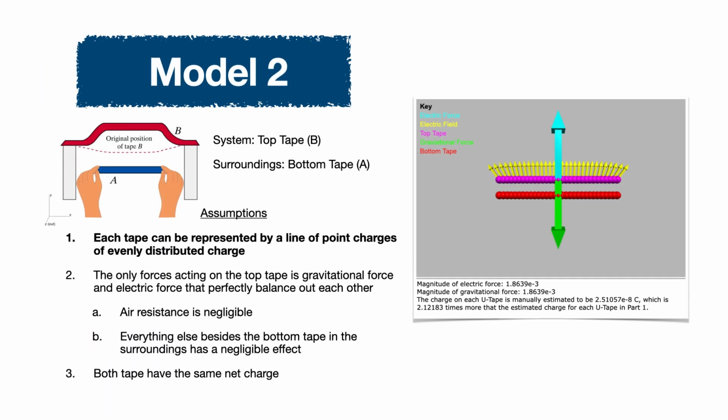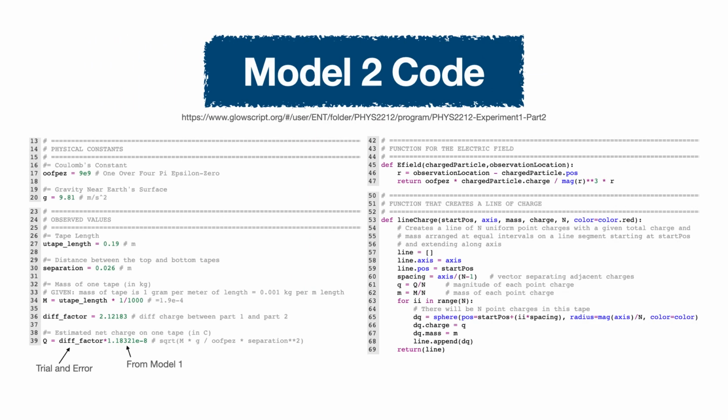For Model 2, the system, surroundings, and assumptions are the same as in Model 1 except for the first assumption, which was changed such that each tape can be represented by a line of point charges of evenly distributed charge. Shown here is the main code for Model 2 with the physical constants and variables on the left, the same electric field function as in Model 1 on the top right, and the function that creates the line of charges that represent the top and bottom tape on the bottom right. Of note, the difference factor between the estimated electric charge found in Model 1 and the estimated electric charge in this Model 2 was found through trial and error.